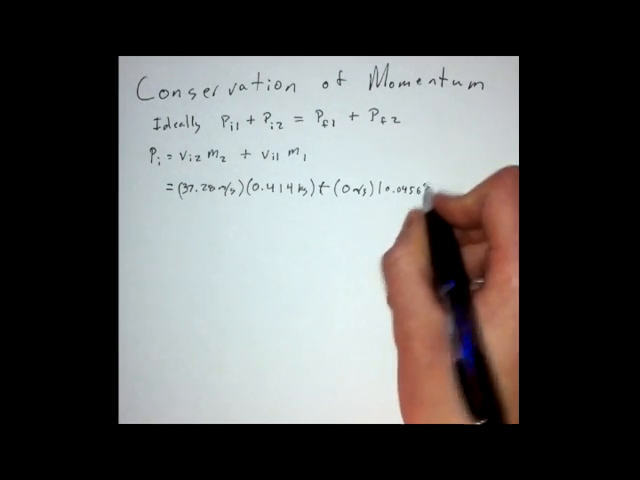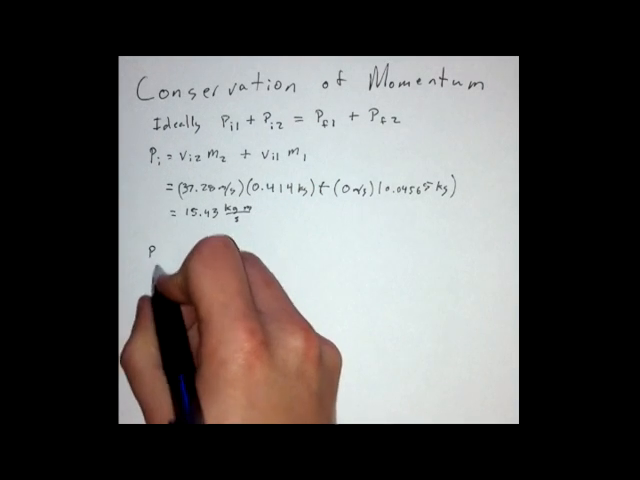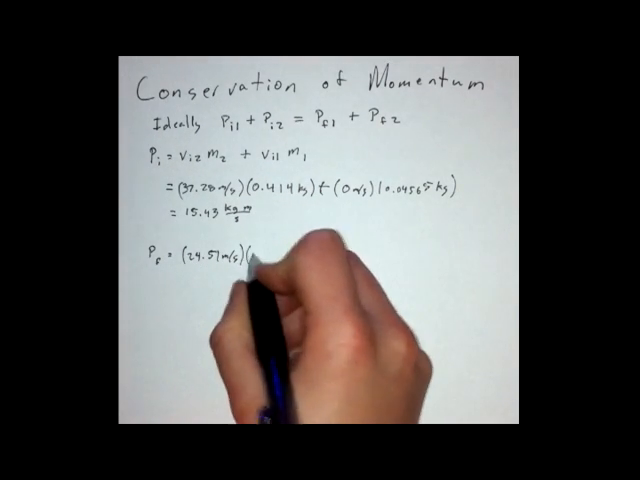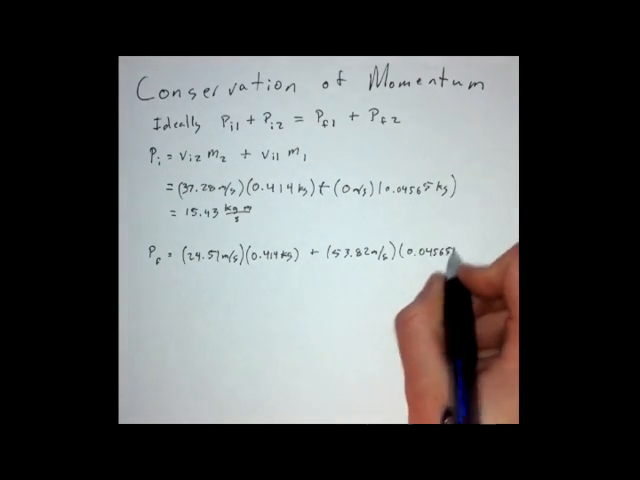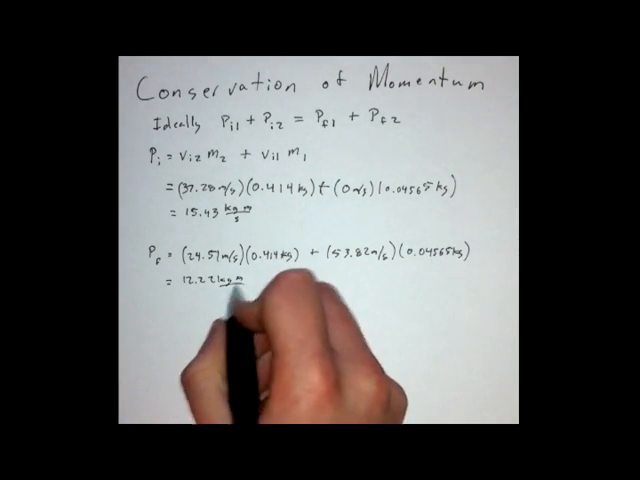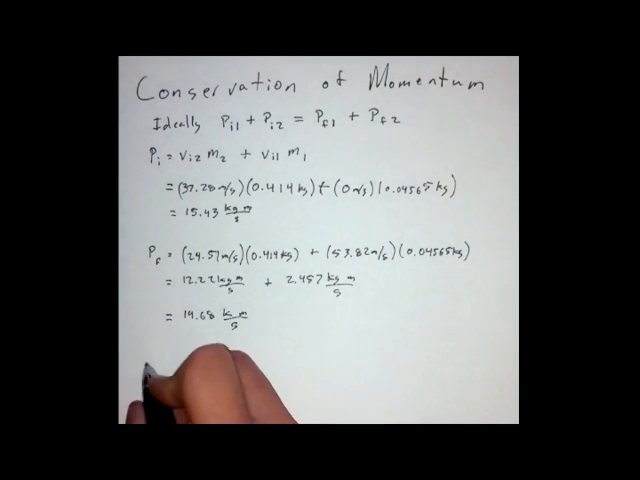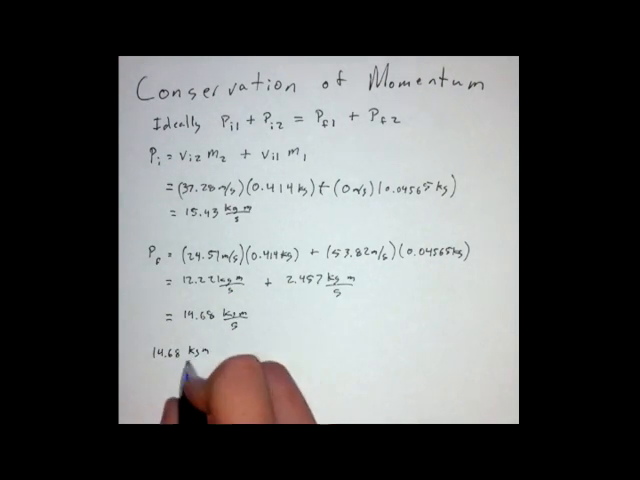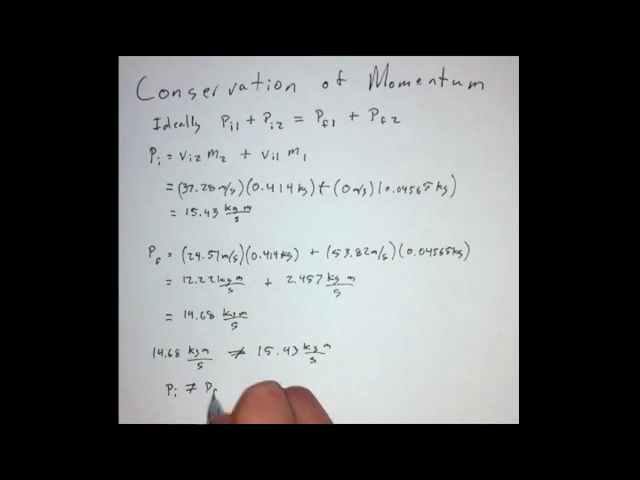And we calculated the final momentum of our system, which is both the club swinging and the ball moving, to be 12.22 kilogram meters per second and 2.457 kilogram meters per second, which equals a total of 14.68 kilogram meters per second. And our initial momentum of 15.43 kilogram meters per second does not equal our final momentum of 14.68 kilogram meters per second, so momentum was not conserved in this collision.